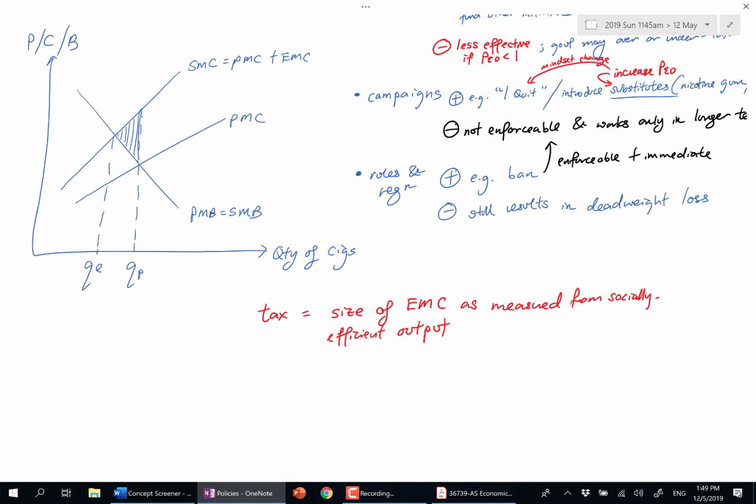So EMC as measured from socially efficient output is here. So this must be the size of your tax. Don't measure from QP, if not you'll shift out too much. Okay. So based on this, this is my new PMC with a tax.